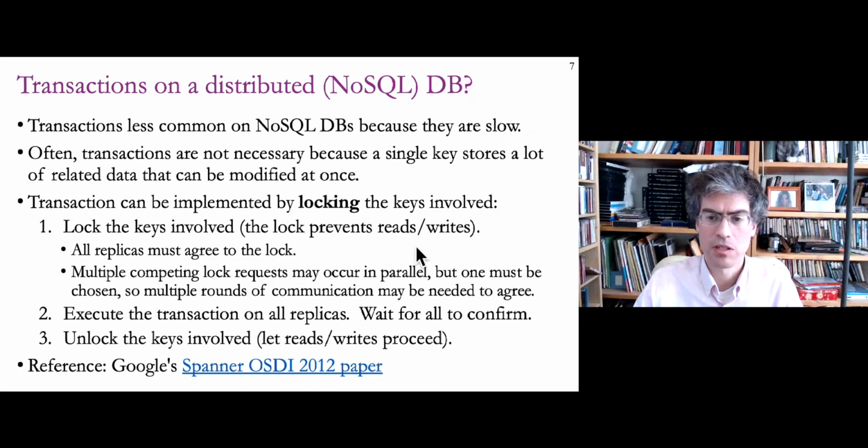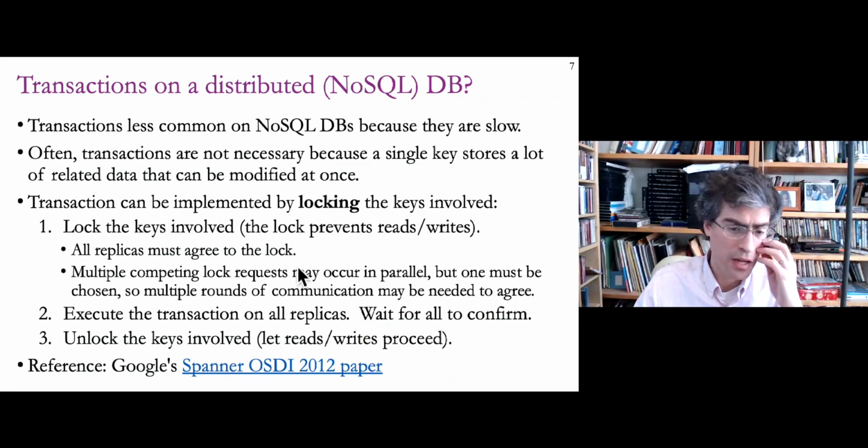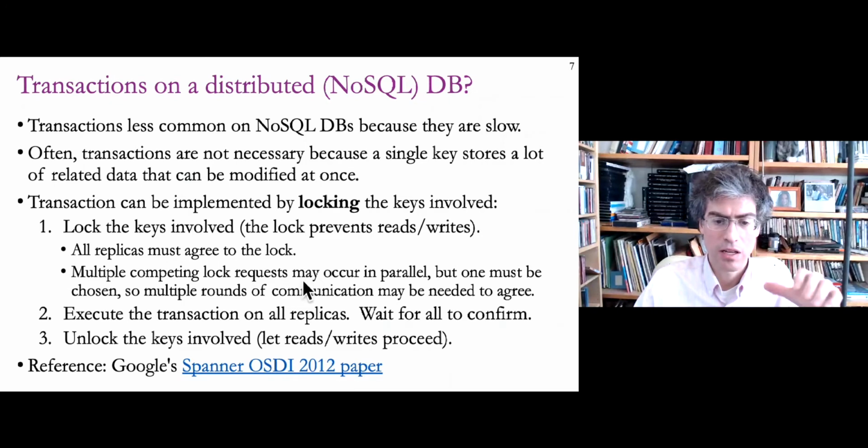In order for this to be implemented in a distributed system, you have to have a bunch of replicas that agree that there is a lock in place, and so you have to wait to acquire the lock until you get all the replicas to agree. And then your transaction runs, and then you release the lock and let someone else proceed.